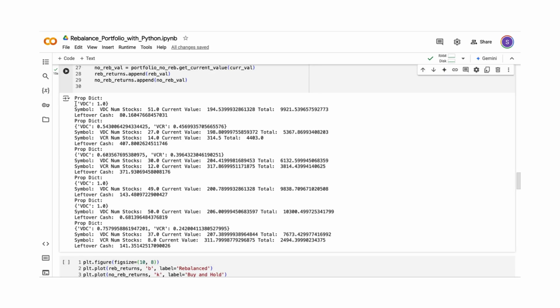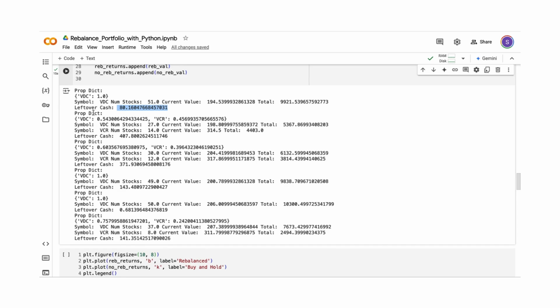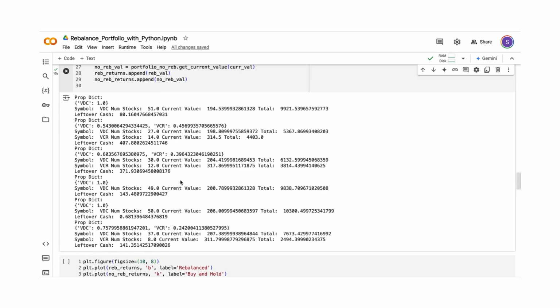So in the first month, or in the second month, in fact, we choose to put all our money on this one stock, which is VDC. And then we have leftover cash of almost $80. And in the second month, we choose to put 54% of our money on VDC and 45% on VCR. And in the third month, we have a different proportion, and so on. And again, this is considering we have only 2 ETFs.